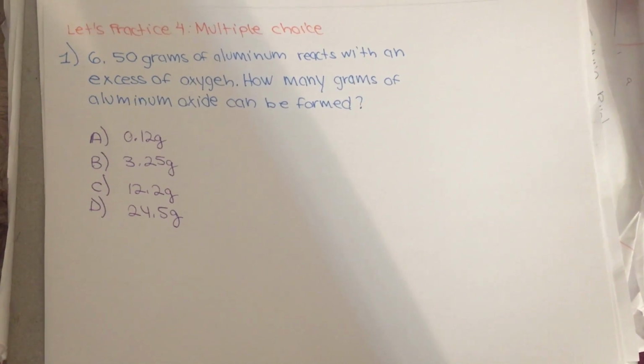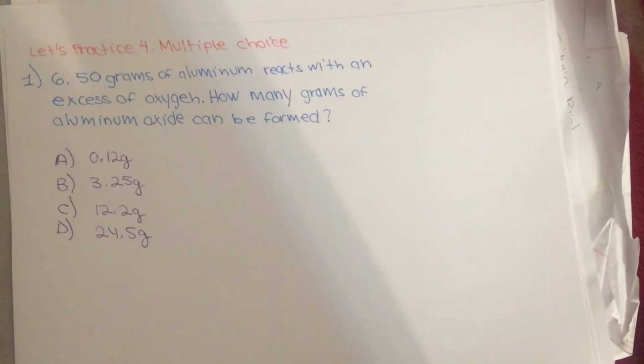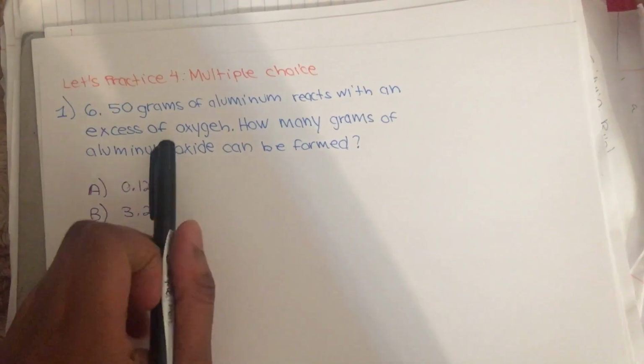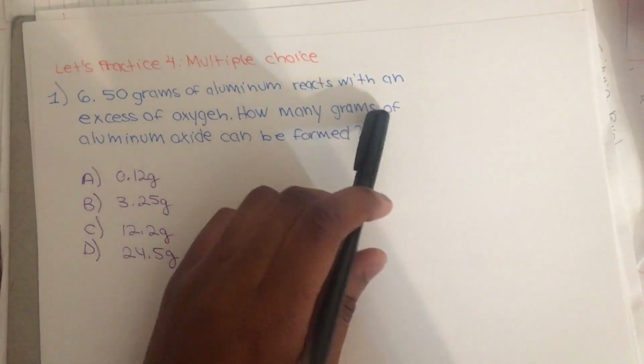The problem I have today is from stoichiometry, problem 14. 6.50 grams of aluminium react with an excess of oxygen. How many grams of aluminium oxide can be formed? This is what we have.